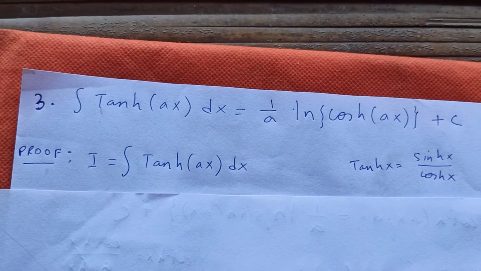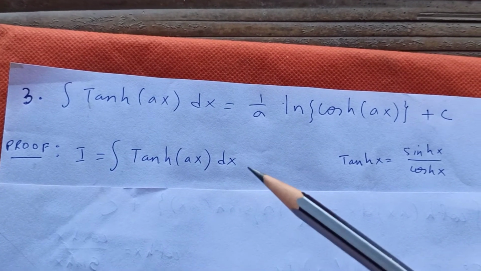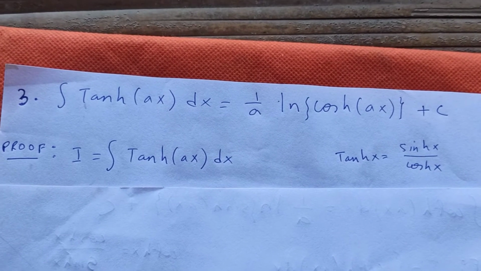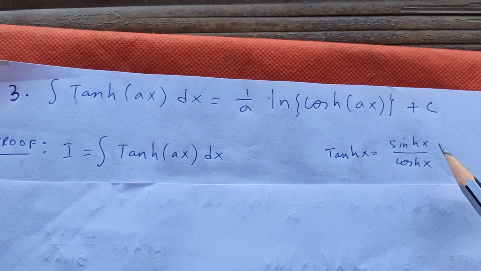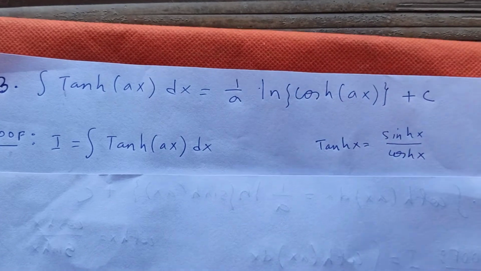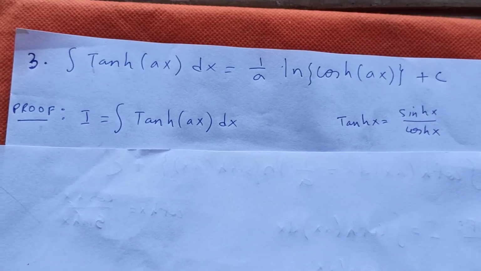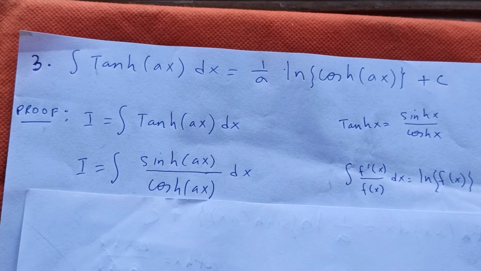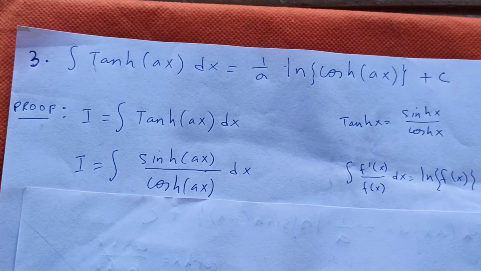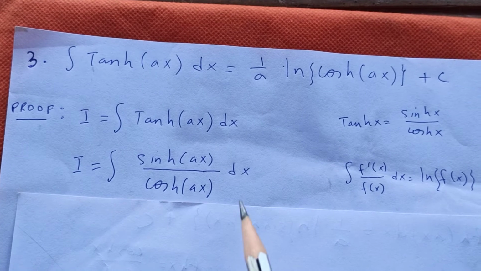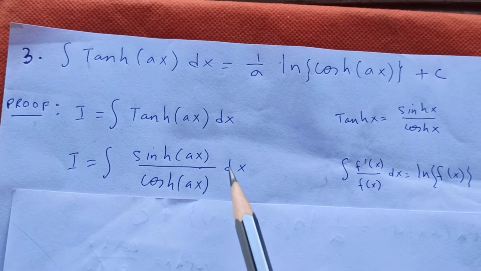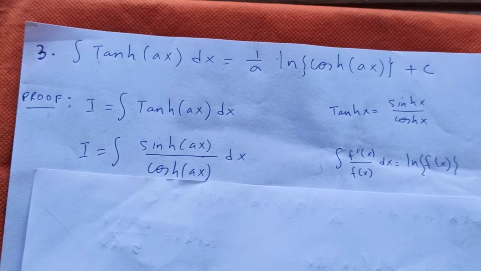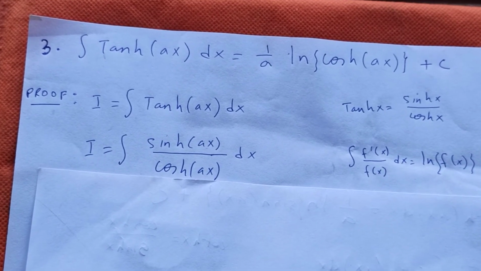Let's say I is the integral of tan hyperbolic of ax dx, right? And we know that tan hyperbolic of x is nothing but sine hyperbolic of x upon cos hyperbolic of x. Now we apply that one. So our I is going to be, in place of tan hyperbolic of ax, sine hyperbolic of x upon cos hyperbolic of x dx. Now let's use the substitution method.